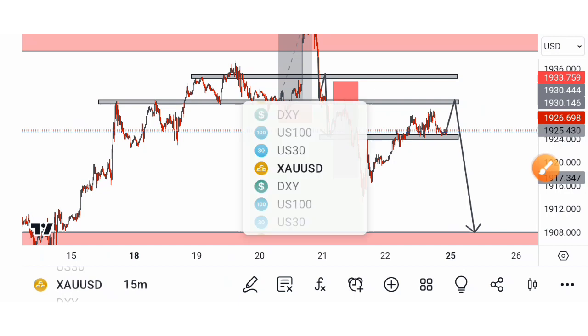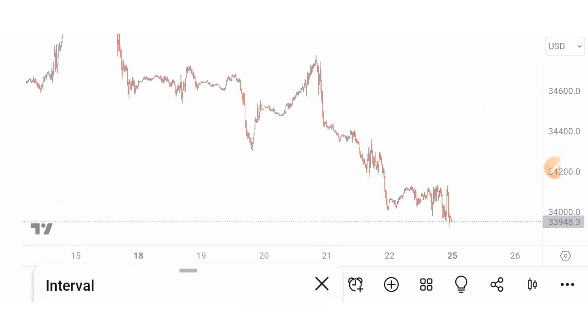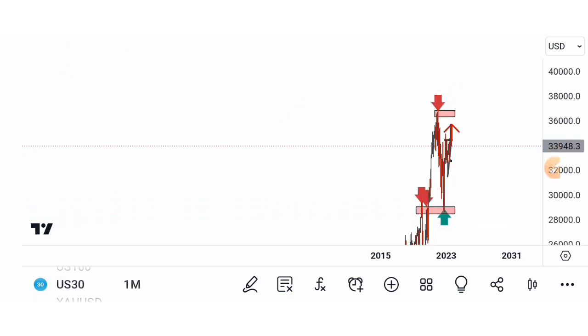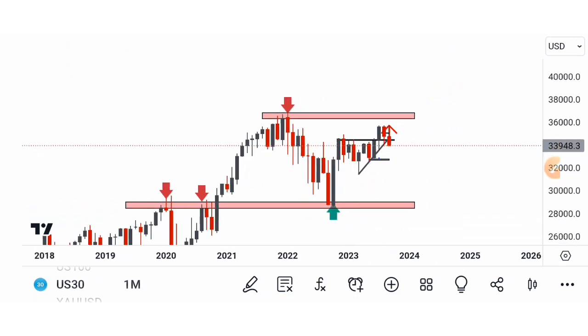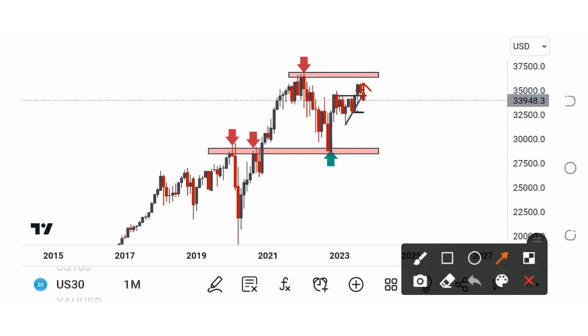So moving on to another instrument, this is US30. Go to the monthly time frame, obviously. On this particular market, I was bullish. However, now I'm kind of skeptical on this one, and let me explain to you. The reason why I was bullish was because we did come from this support, and I was expecting that this market was going to push until that high over there, and as you can see, it didn't.